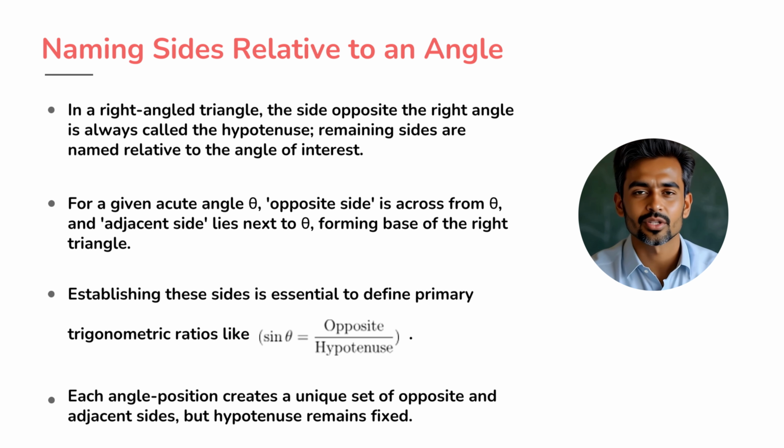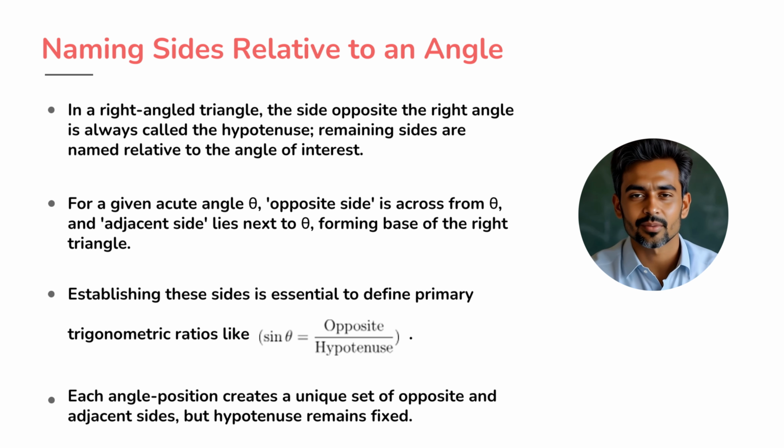So, in short, trigonometry helps us measure and understand angles and sides, making the impossible, like measuring a tree's height from afar, entirely possible. Arey vah! Ready to explore how these side names help us define the ratios? Let's move to the next slide.